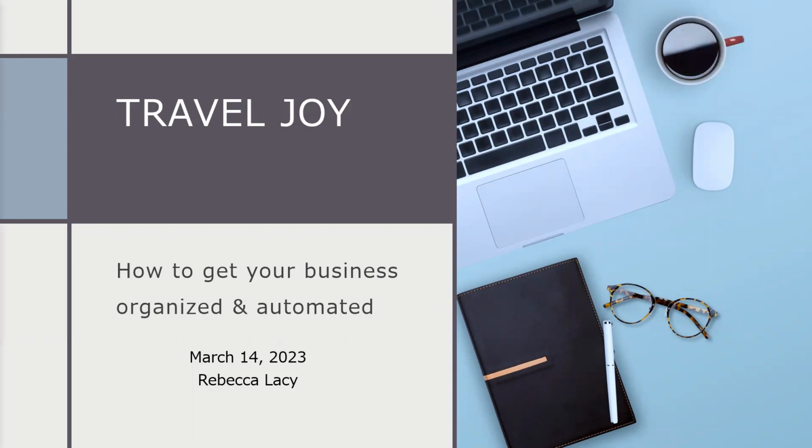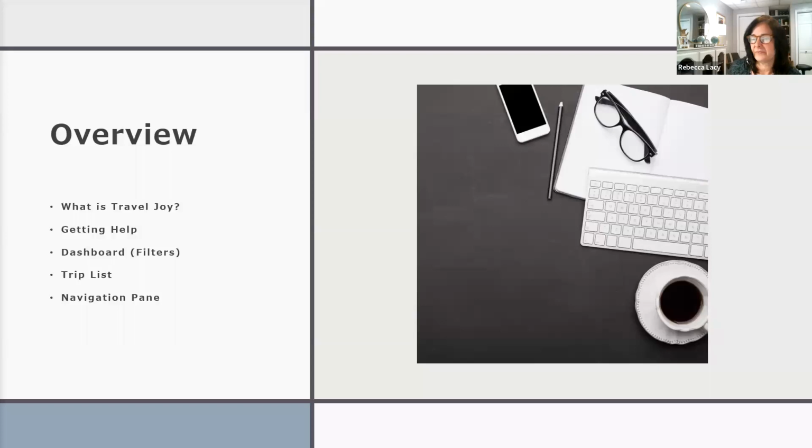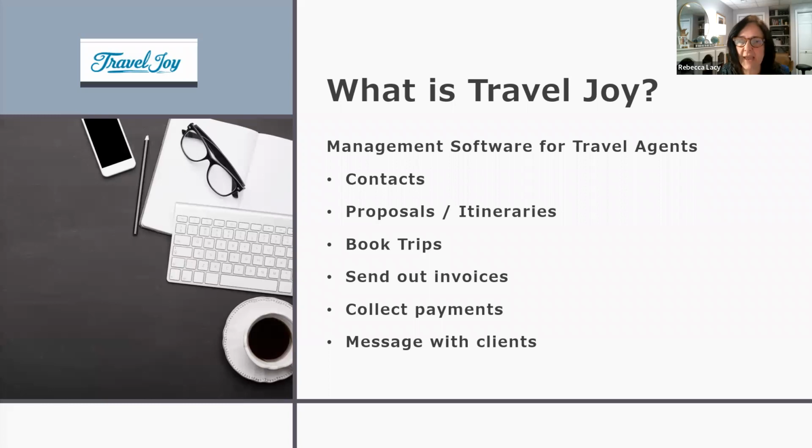So basically, TravelJoy is a management software for travel agents. What it can help you do is manage your contacts. It can help you design proposals and itineraries and book trips. You can send your clients invoices, and that includes the credit card authorization. You can collect payments from your clients, and then also you can message back and forth with your clients.